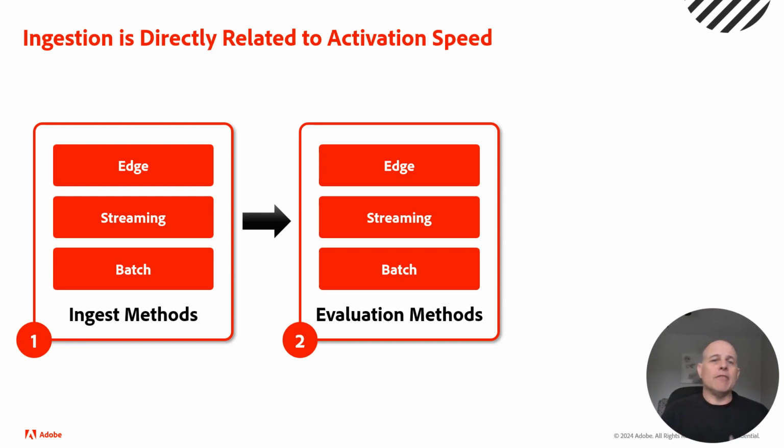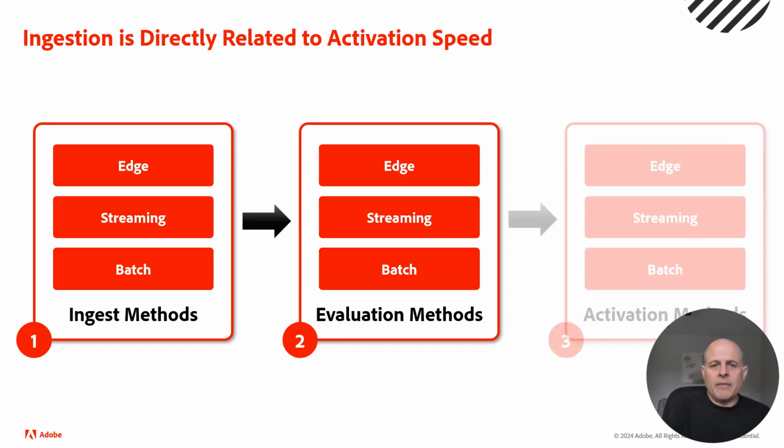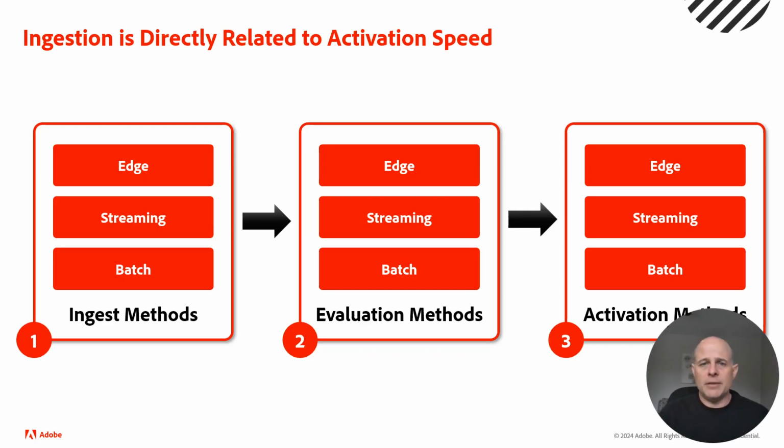So at this point, what we have is we've defined all our rules, whatever they might be. We've ingested whatever data is, and we need to evaluate. These evaluation methods are also available at 3 different speeds: edge, streaming, and batch. Finally, what we have are the activation methods. And the activation methods really are saying I have 3 different speeds, again, edge, streaming, and batch, by which I can activate or do something with the profile now that it has been ingested, now that we've run certain rules against it and understand which audiences they are a part of, and finally, what do I do with it?